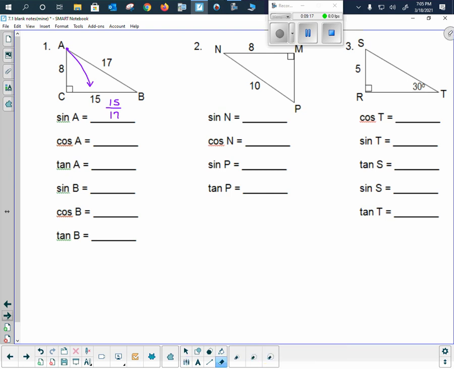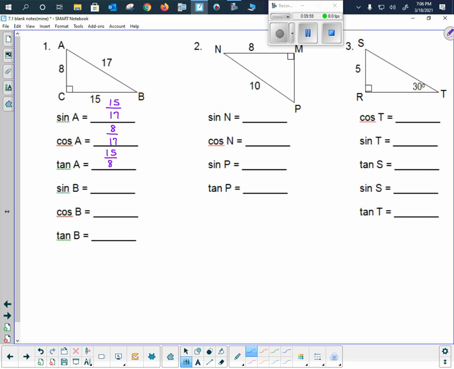Cosine of A says standing at A, again. Then the adjacent, because CAH is cosine, adjacent over hypotenuse. Cosine is the adjacent side, which isn't the hypotenuse, so 8 over the hypotenuse of 17. 8 17ths does not reduce, and therefore that is your answer. Tangent of A. Again, standing at A, opposite over adjacent. Opposite is 15, adjacent is 8. 15 eighths does not reduce. Remember, that's an improper fraction, fully reduced. That's what we expect.